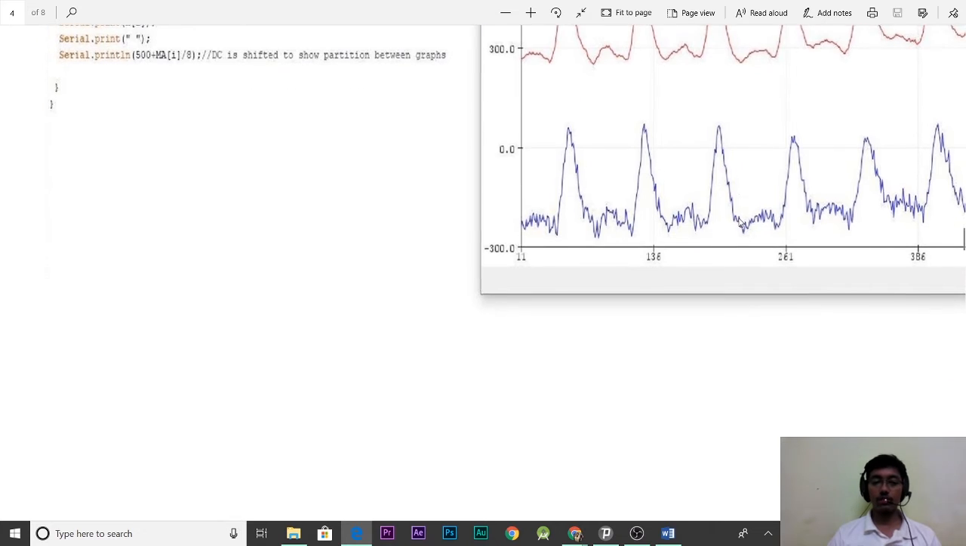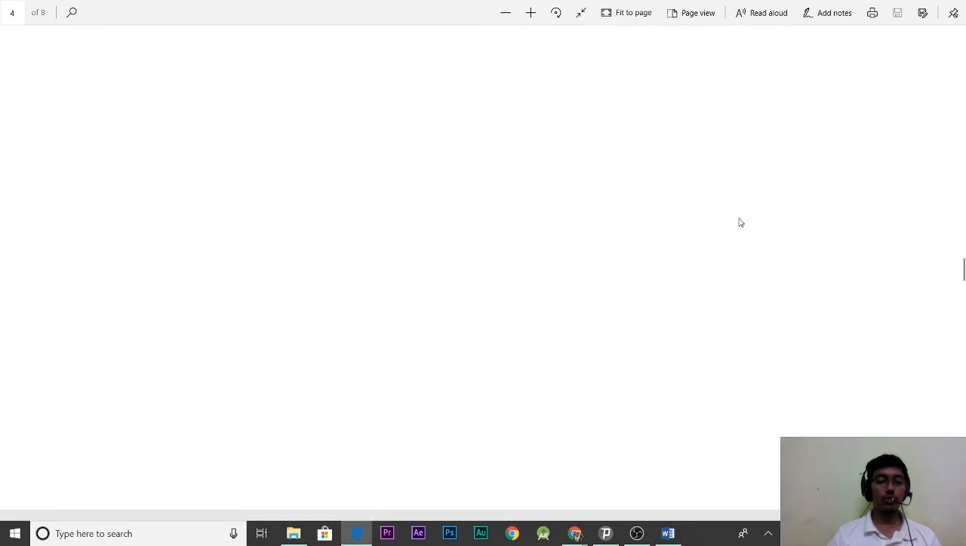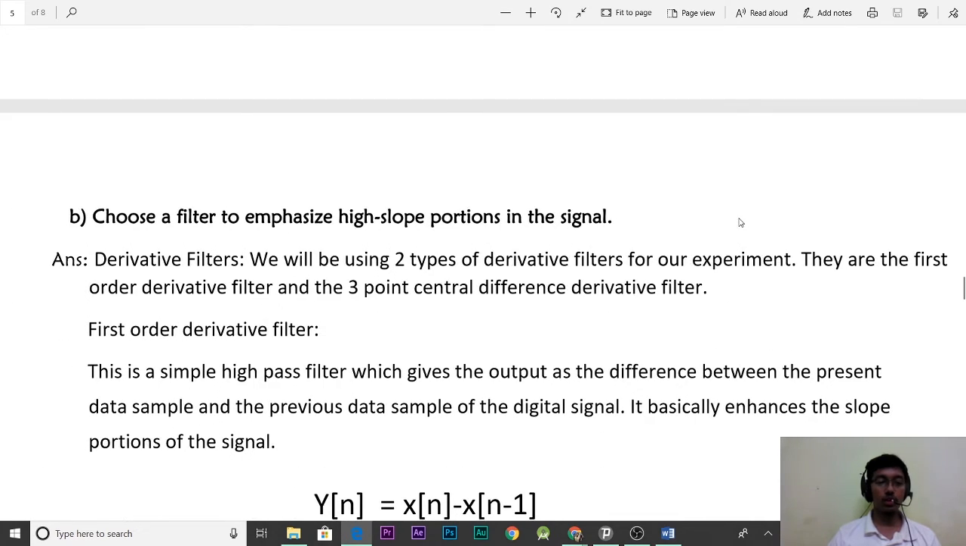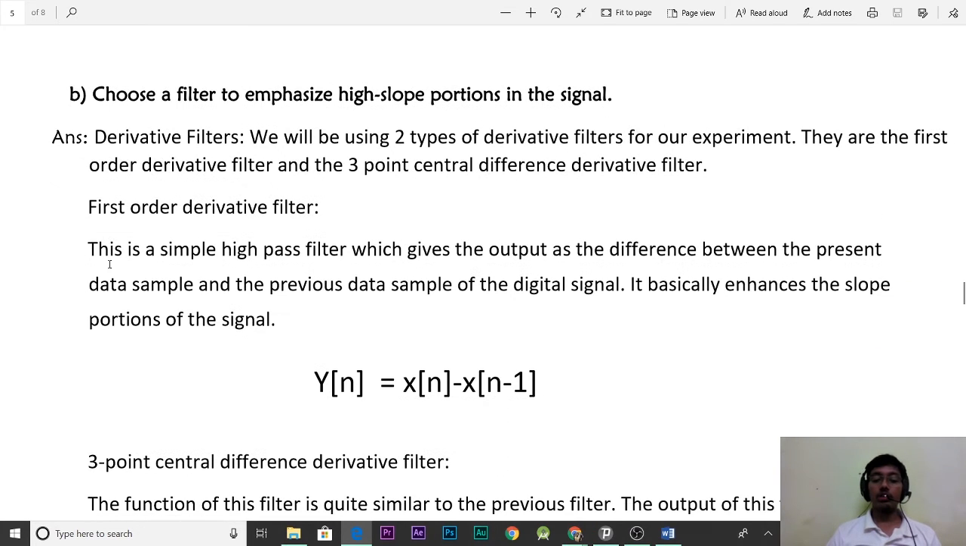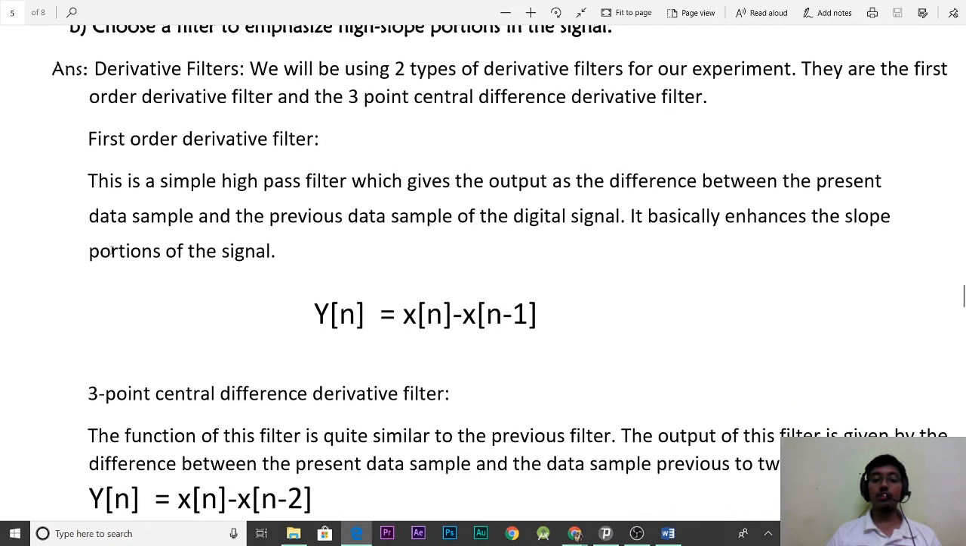Okay, fine. Now going back to the question paper, the second question: choose a filter to emphasize high slope portions in the signal. Here we are going to use derivative filters. Generally these derivative filters are of two types: first order derivative filter and 3-point central difference derivative filter, and the formula was quite simple.